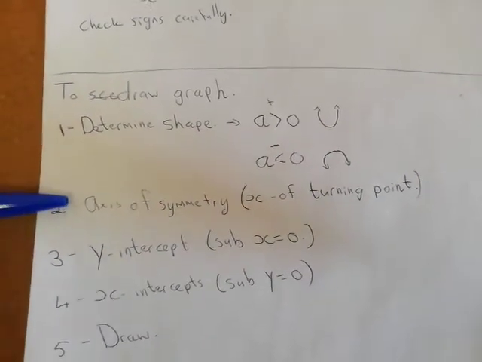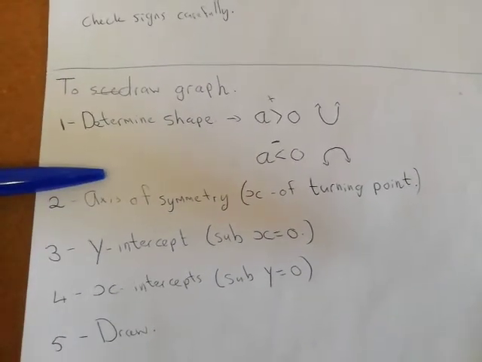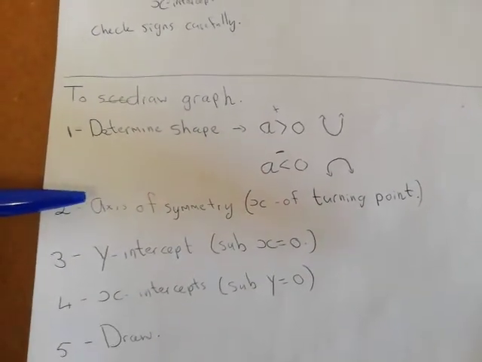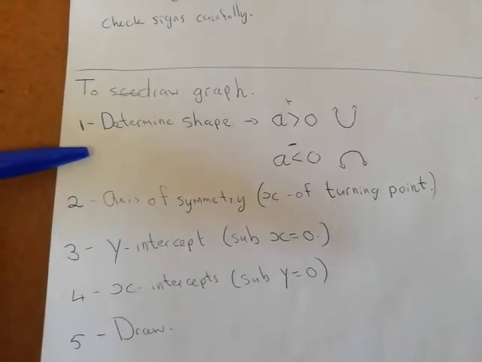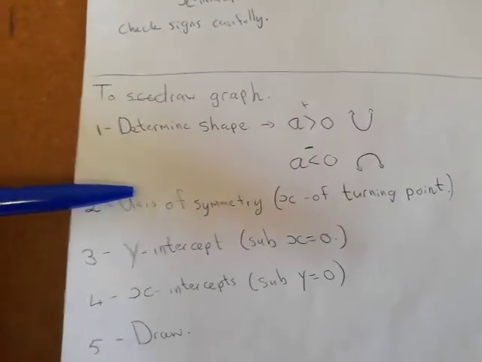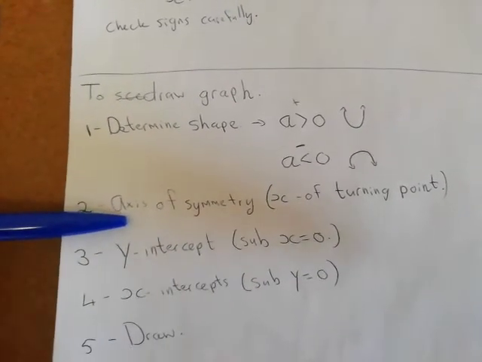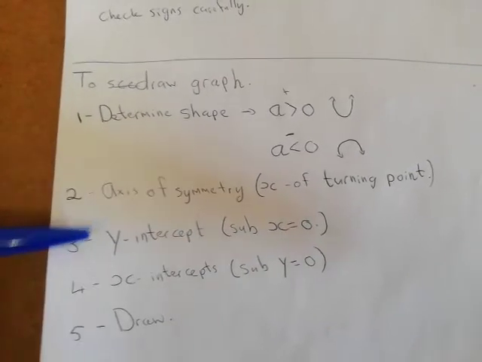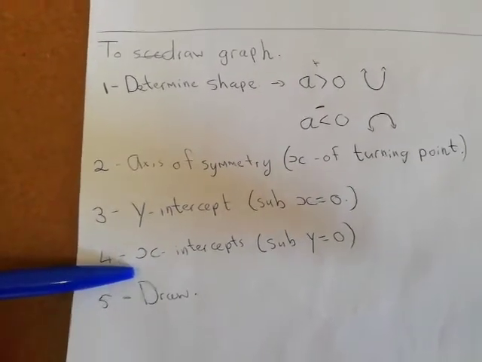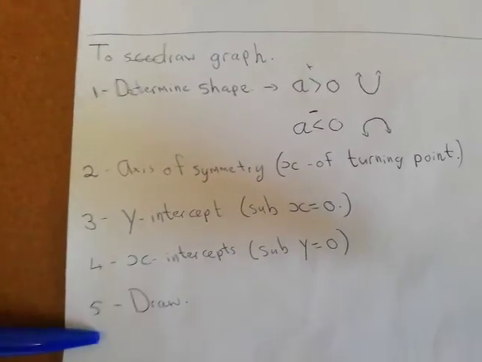Then you need to find your axis of symmetry for your second part. Your axis of symmetry is the x coordinate of your turning point. So your turning point is the point where your graph turns. For now, it will almost always be equal to 0. And after you have your axis of symmetry, you find your y-intercept, so you substitute x equal to 0, and your x-intercept, where you substitute y equal to 0. The last step is to draw the graph.